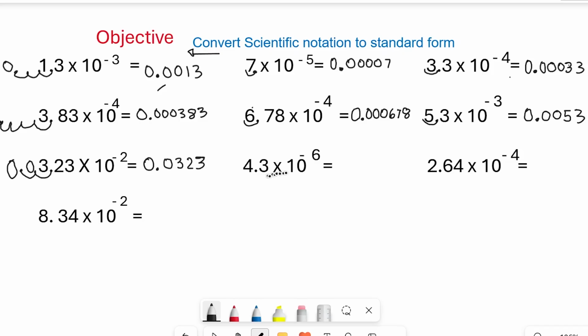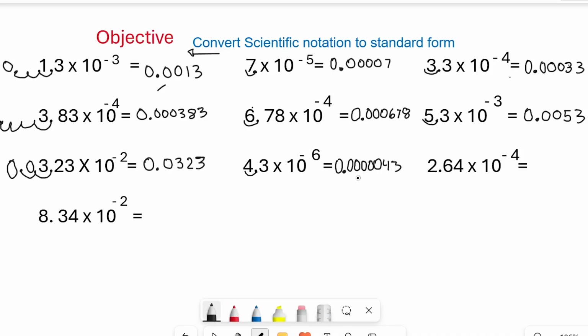The next one. Now, you see how you have 10 to the negative 6 power? What we're going to do is bring the decimal back 6 units. So let me start by moving it back only 1 unit. So now I know I need 5 more zeros. So I'm going to write the answer. 0 is going to be the whole number. 5 zeros. 1, 2, 3, 4, 5, and then 43.